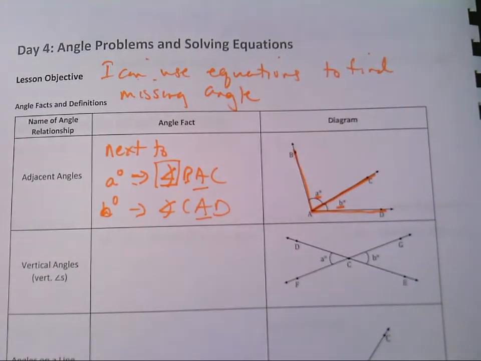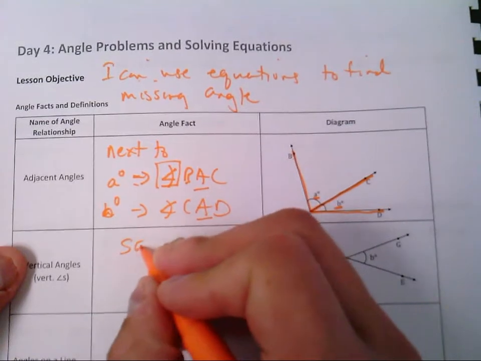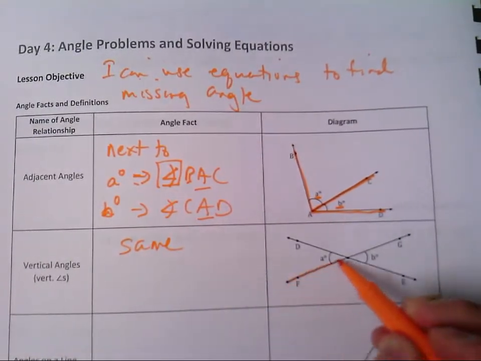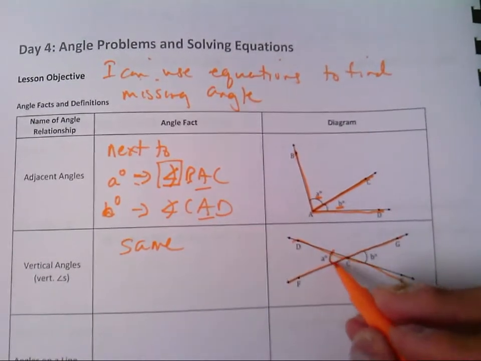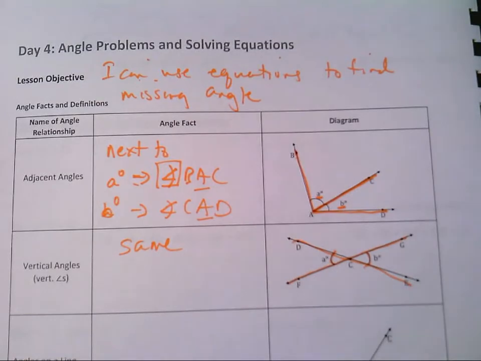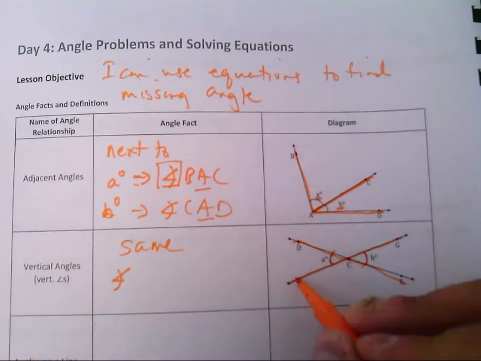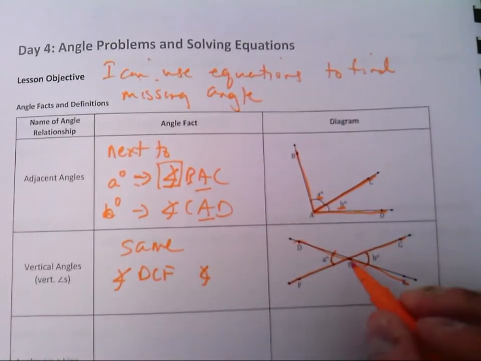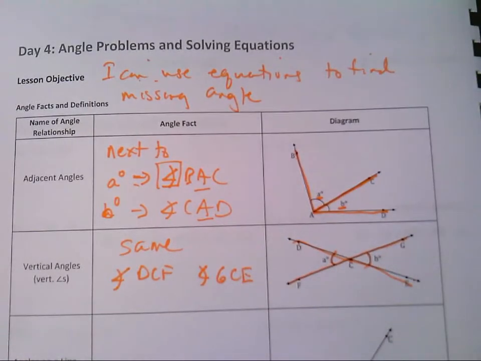All right, vertical angles. Yesterday we talked about vertical angles. Vertical angles are the same, okay? But they have to be formed by 2 intersecting lines. So this is a line, and this is a line. So the vertical angles would be the angles that are across from each other. So we would say angle DCF and angle GCE.